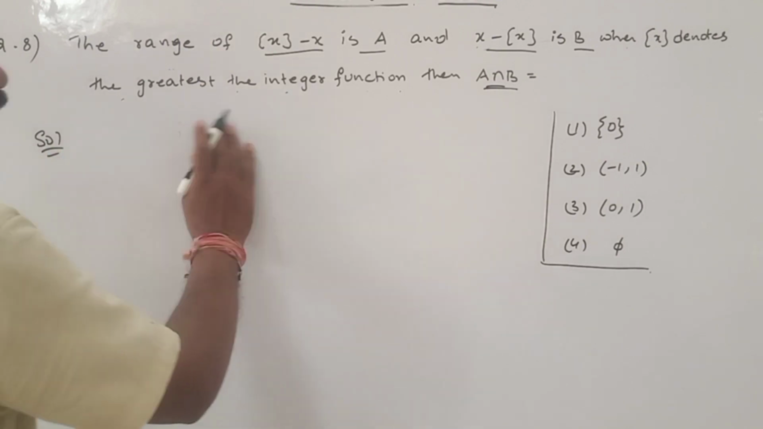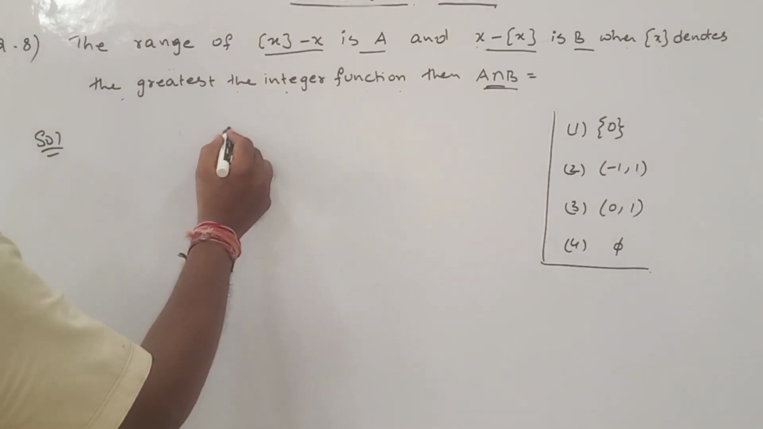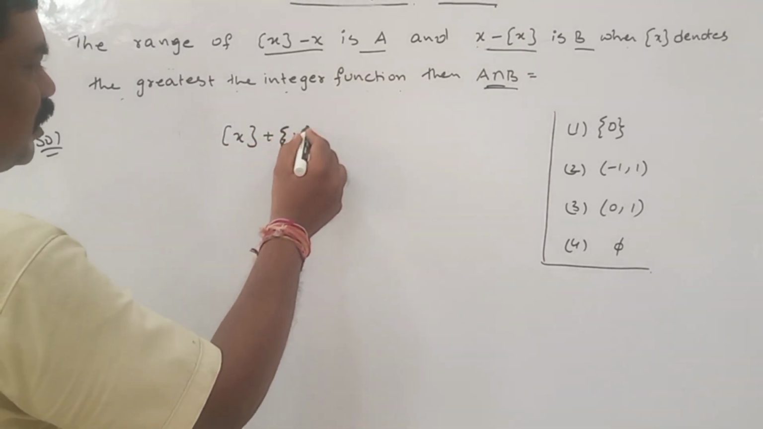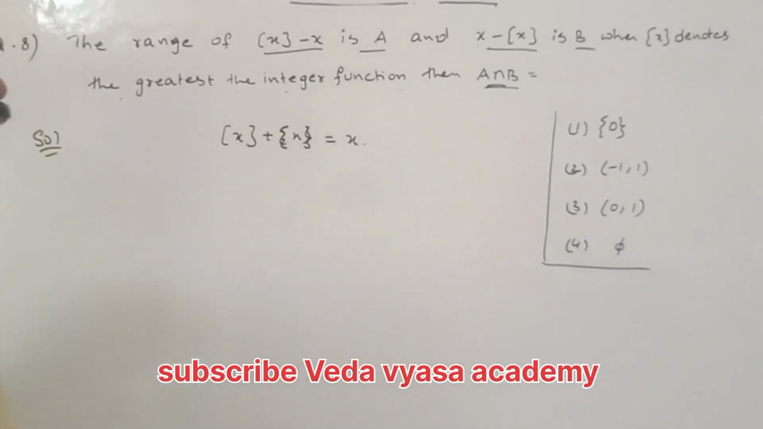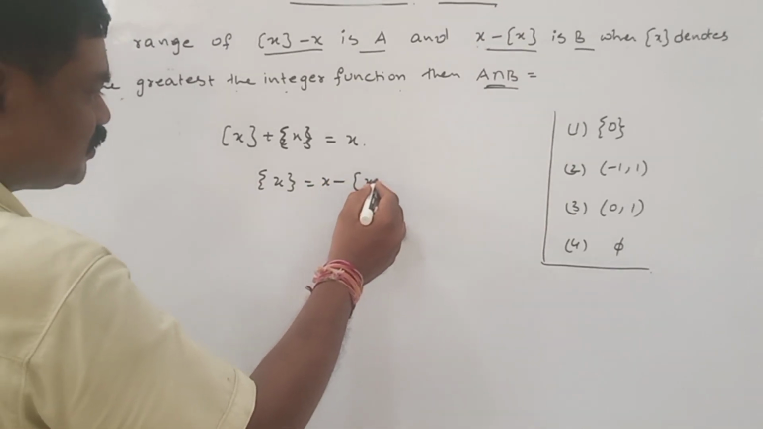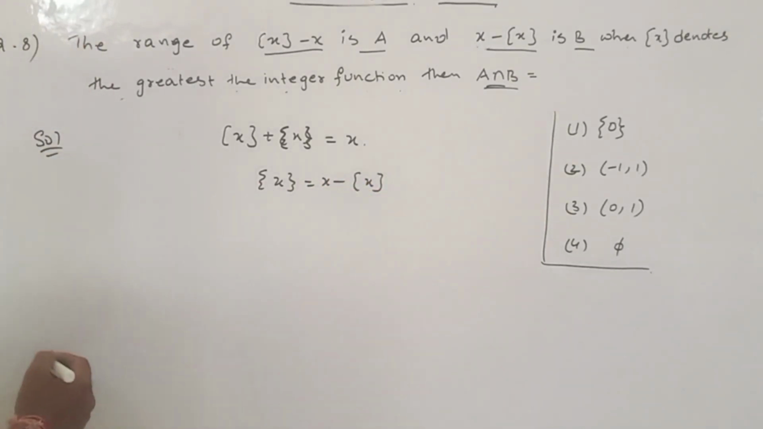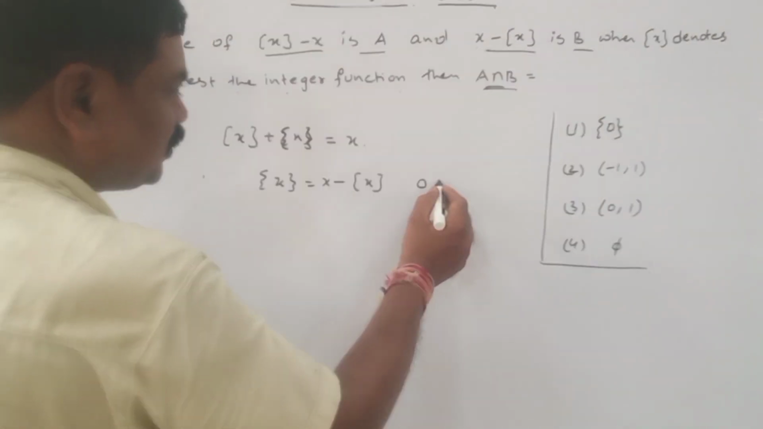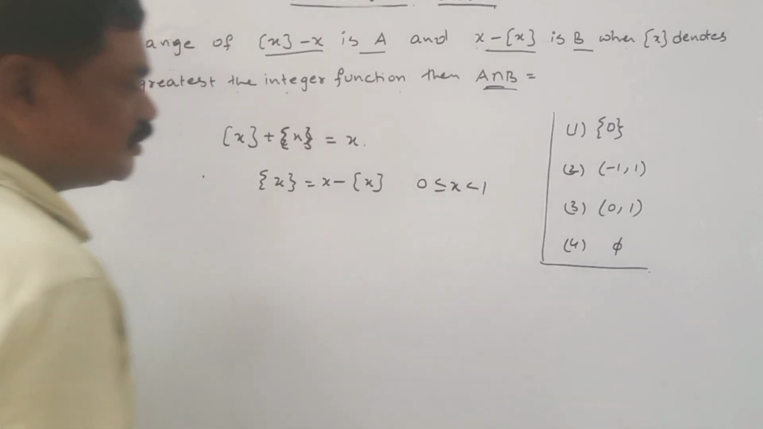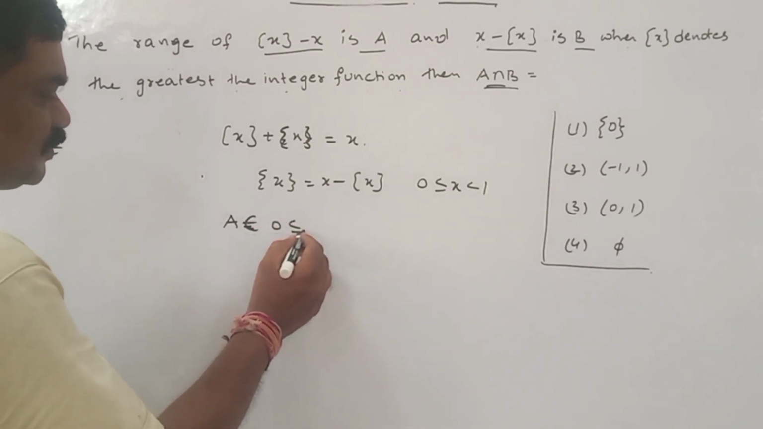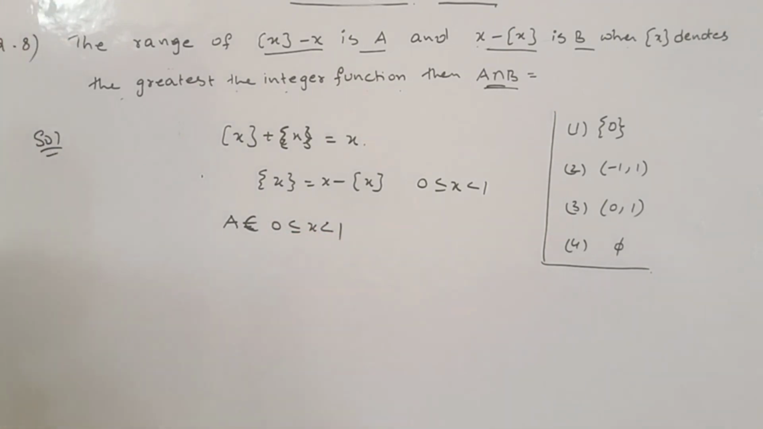Here we have the problem. [x] plus the fractional part of x is equal to x. The fractional part of x is equal to x minus [x]. Here the x value is equal to what? Here the x value is 0 less than or equal to x less than 1. So A belongs to 0 less than or equal to x less than 1.